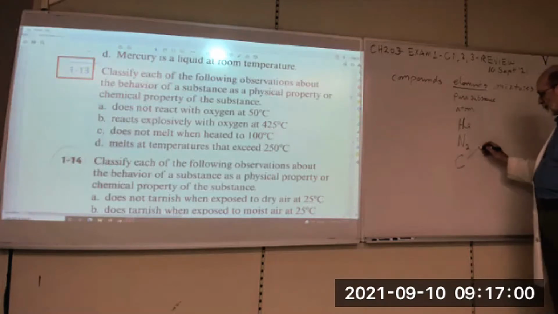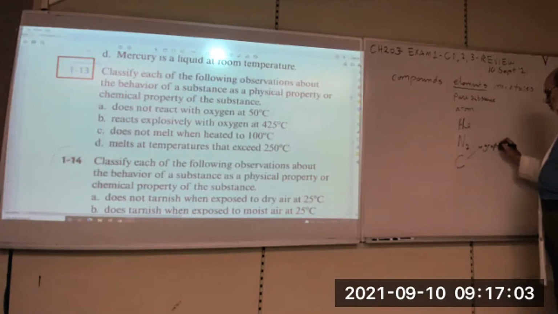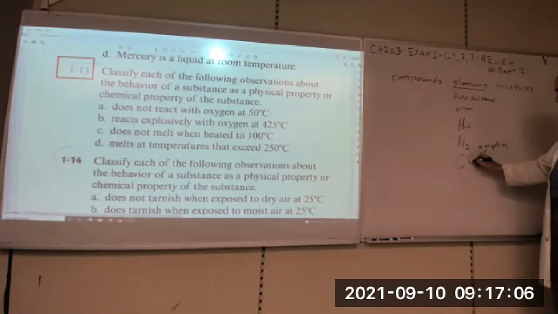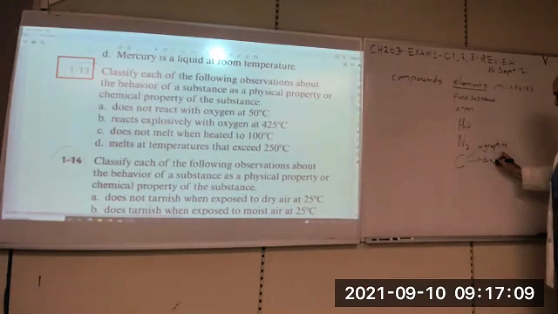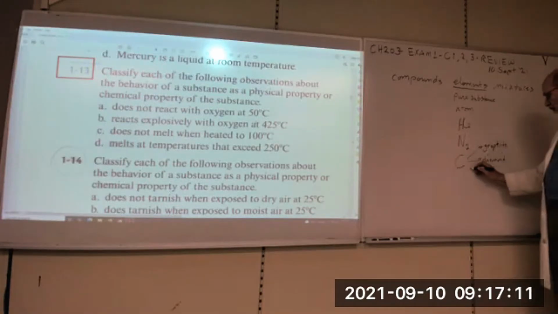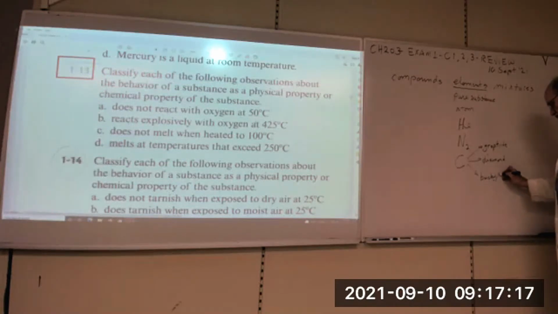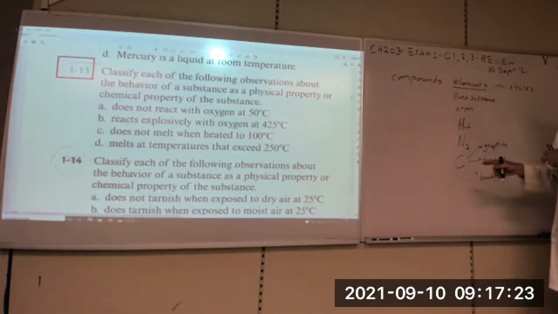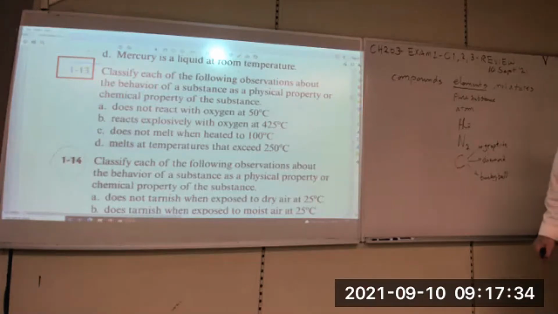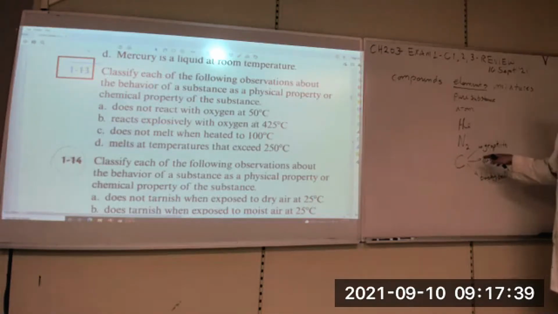It can be graphite. It can be diamond. It can be buckyballs. But they're still all carbon. It's still an element. So if you have diamond, if we had a question about diamond, it would be an element. Yes. We'd say that it's an element. Yep. They just take different forms.